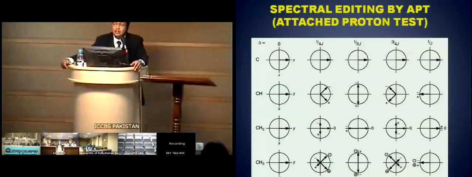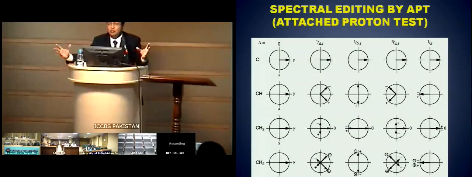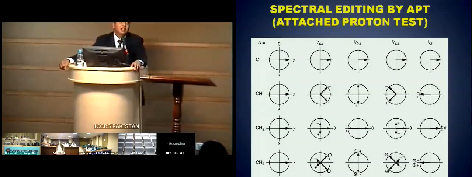On the other hand, proton has a spectral width of 0 to 10 or 12, and every compound on the face of the earth, million, trillion or zillion, they all appear between that. Whether a protein or a small ethyl alcohol molecule, everything appears between 0 and 12. So the chances of overlapping are extremely high in a proton NMR spectrum.